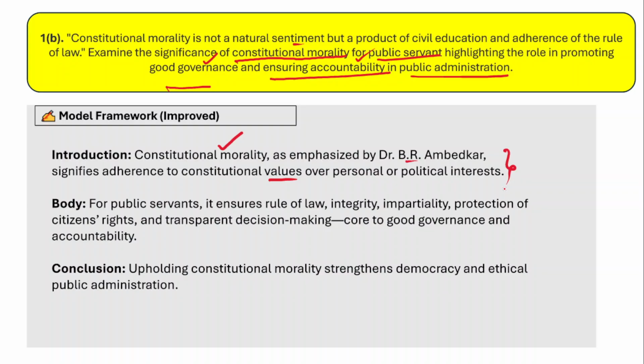And then in the body part of the answer, you need to write, for public servants, it ensures rule of law, integrity, impartiality, and protection of citizens' rights, and even transparent decision making, which is core to good governance and accountability. So when you write the body part of the answer, always remember the key theme of the question, address the demand of the question, and write about all these important elements, and you should also mention examples in each of these elements, so that the answer would look more comprehensive and holistic.